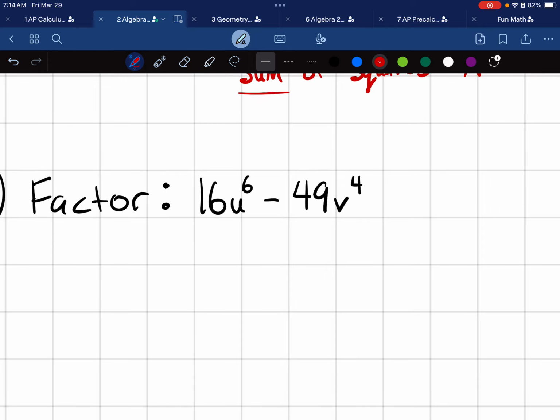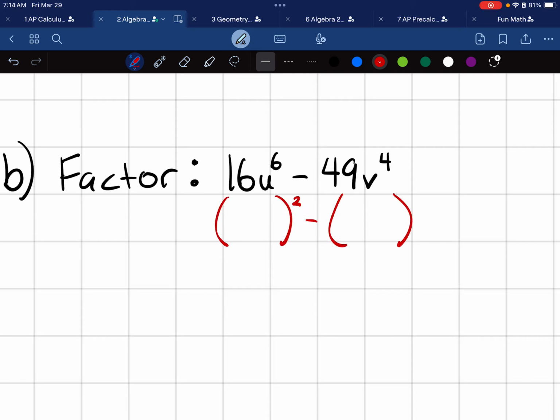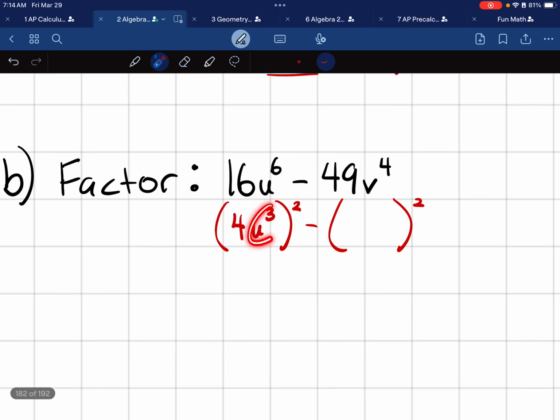Let's go ahead and just rewrite that. And I'm just double checking. It is a minus sign. It's not a plus sign. So let's go ahead and say that this is something squared minus something squared. Okay, so I'm taking the square root of just 16. Square root of 16 is just 4. Okay, how do I figure out what u goes down here? U to what power? Well, I know that these 2 numbers are going to multiply to 6. So what times 2 is 6? 3 times 2 is 6. So just double checking, that looks good. Okay, so 4u cubed goes in here.